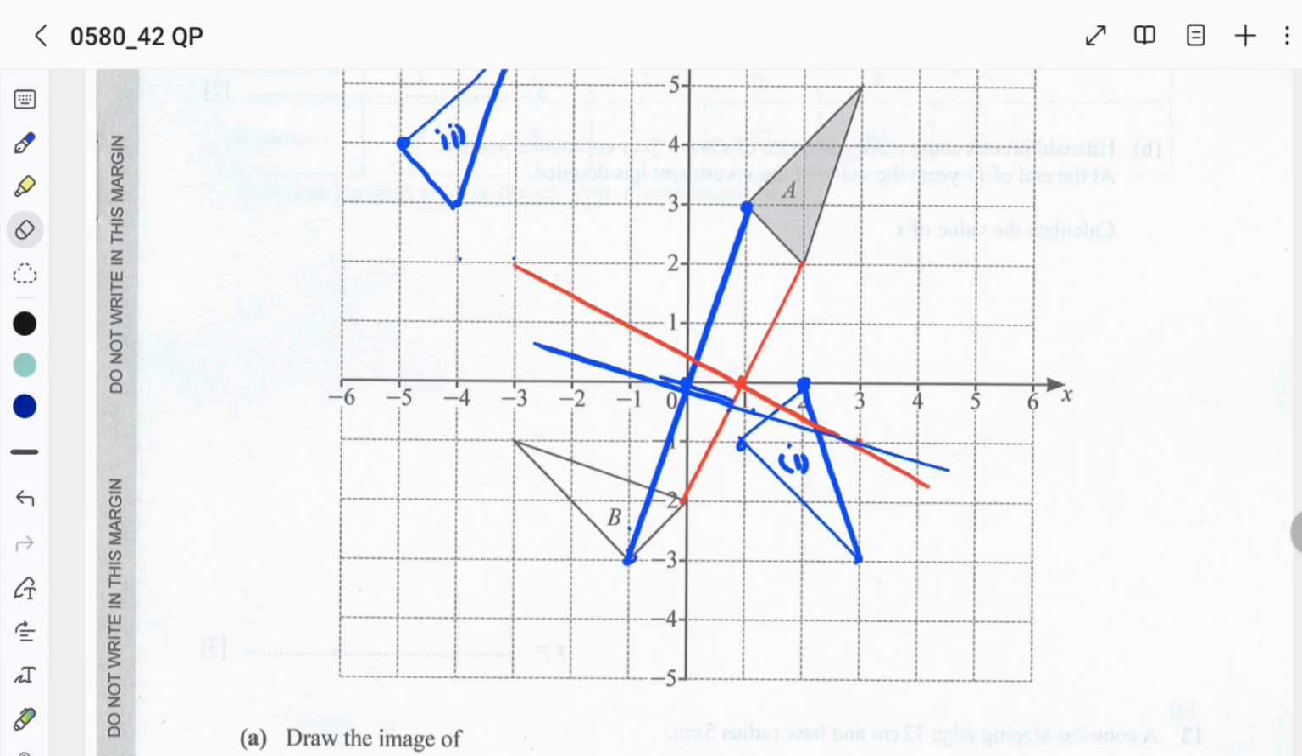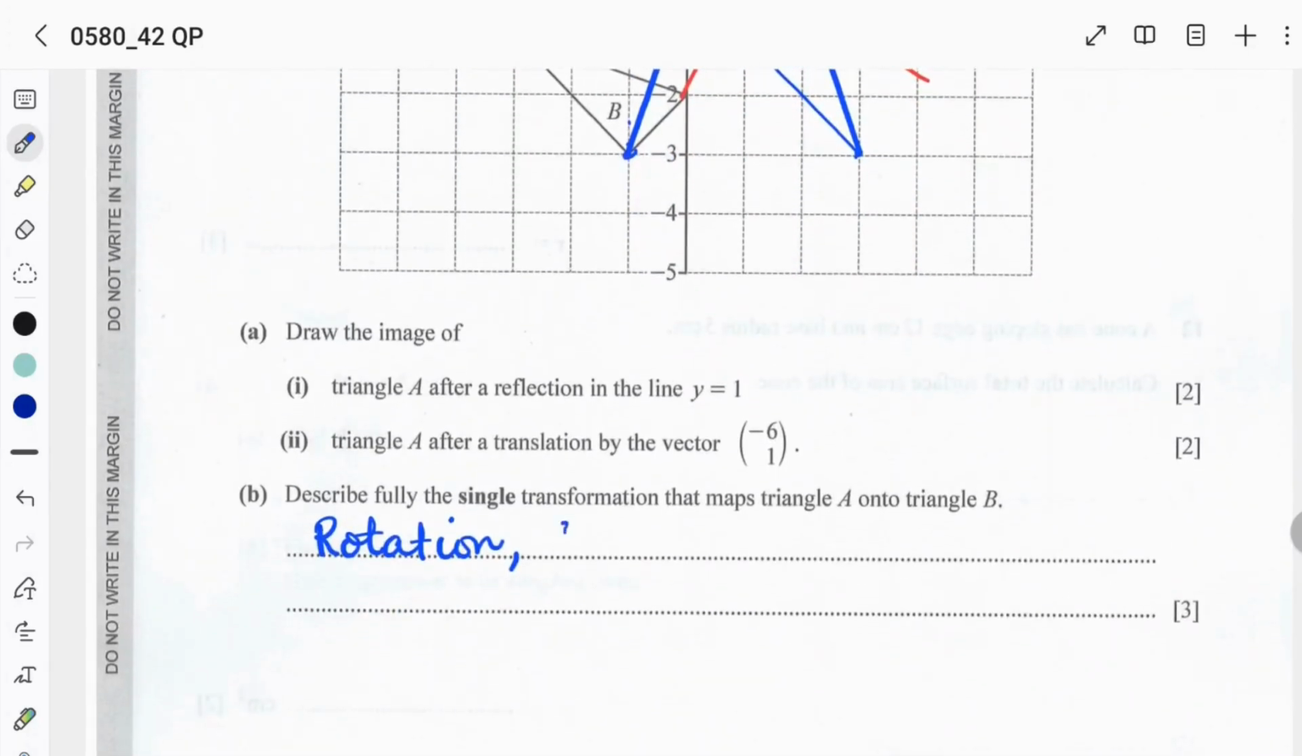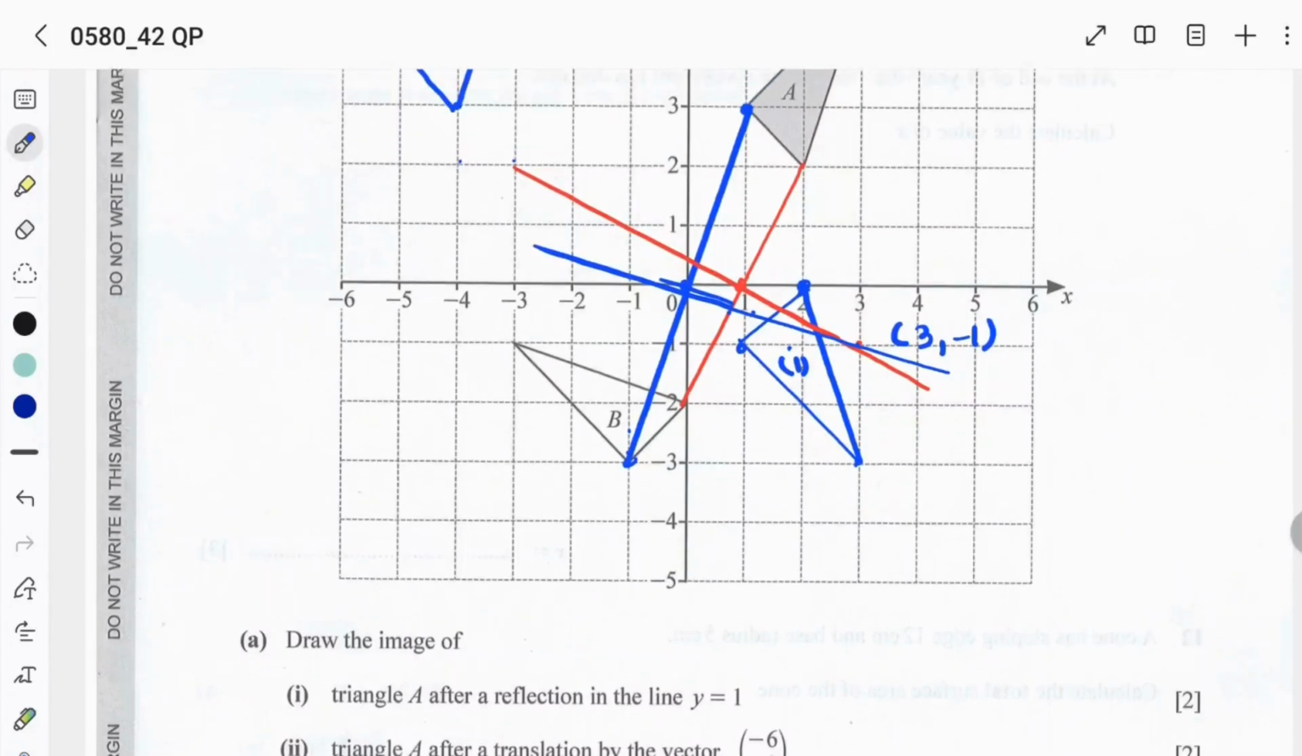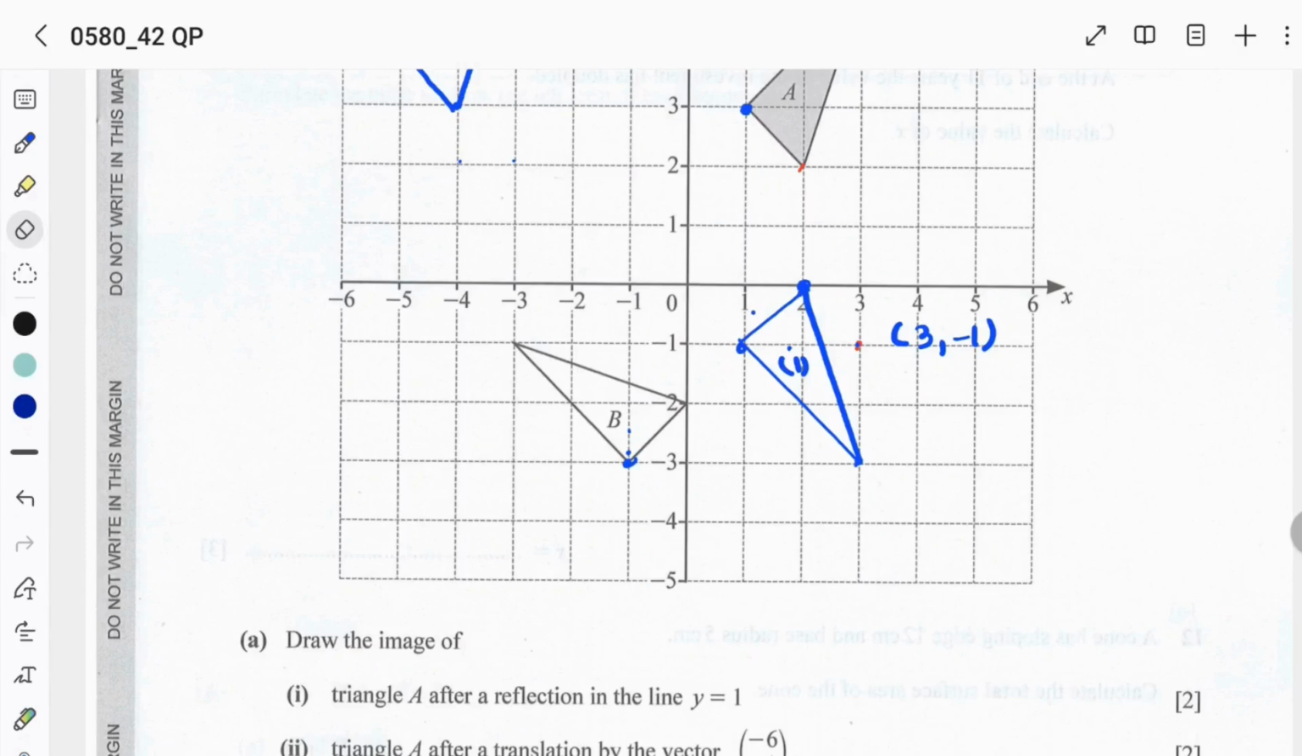So we can see these two perpendicular bisectors are meeting at 3, minus 1. So the center of rotation is 3 comma minus 1. Now we are going to find out how much angle it is, and whether it is anti-clockwise or clockwise. Alright, erase these lines because you have found the center of rotation, and it will be easier to find the angle and everything when you erase them. So we have found the center of rotation is 3 comma minus 1.